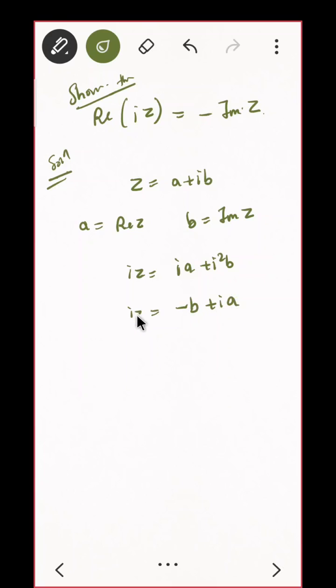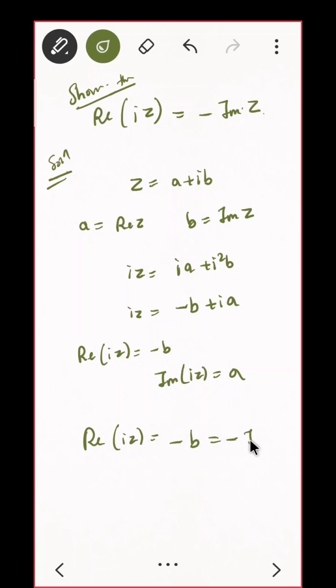Correct? So what is real part of iz? Yes. And what is the imaginary part of iz? Imaginary part you can see it is a, real part you can directly see it is minus b. Perfect. So do you see some relation between them? Real part of iz is same as minus b, that is minus of imaginary part of z. Correct? And what about next? Do you see some relation here?